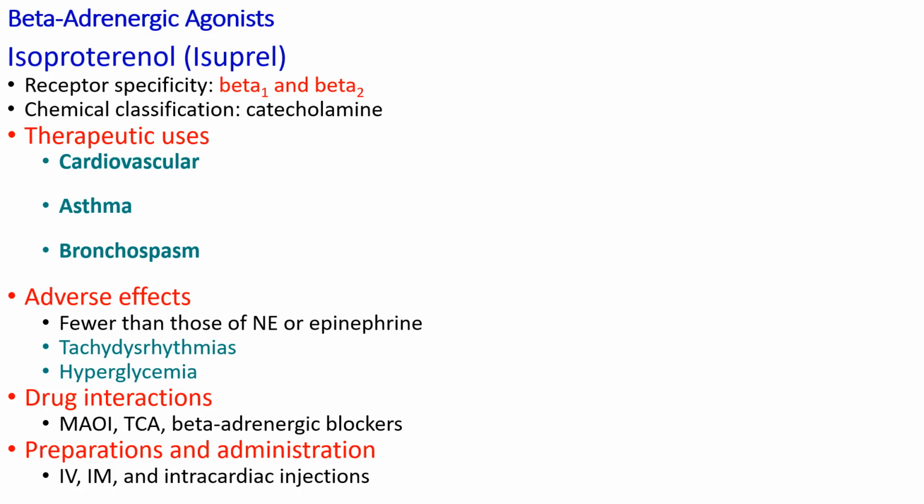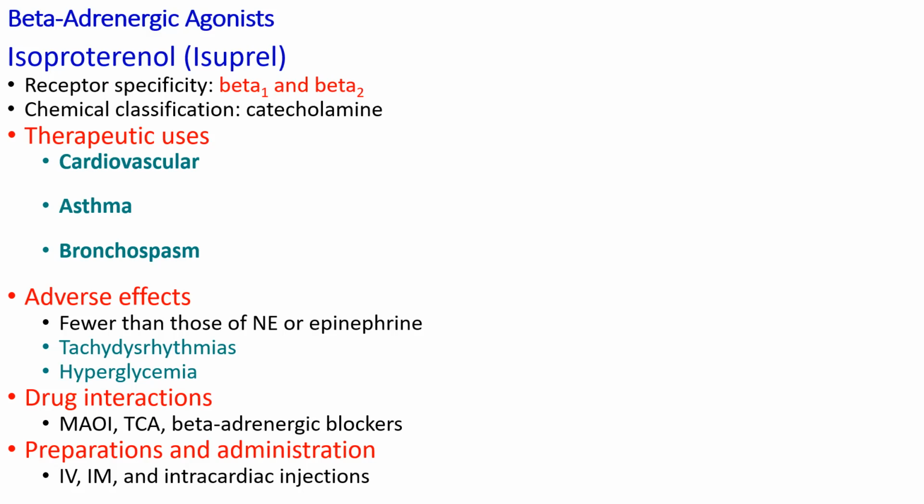But because of the advent of the new effective breathing treatment drugs, this drug is not used anymore for asthma. And bronchospasm, that's during anesthesia. It can be effective during anesthesia if a patient develops bronchospasm. But again, isoprel is really for cardiovascular indications only.